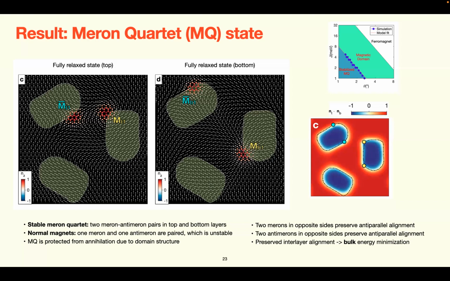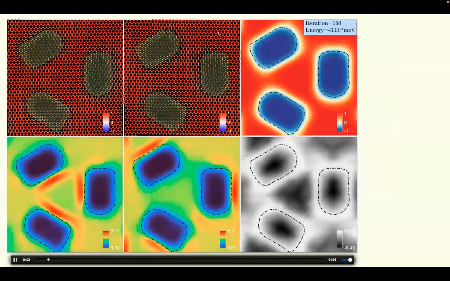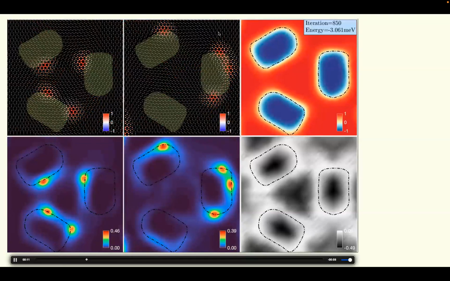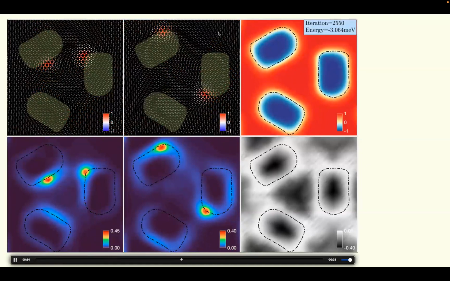This configuration can be stabilized by the bulk energy minimization. So maybe you can get more insight by watching this video. I want to play this. As you can see, meron and anti-meron appear in the top and bottom layers. You see there are 4 merons, but 2 merons annihilate with each other. The video is slow. Finally, in the top layer, there are only 2 merons, and the bottom layer as well. So this is the lowest magnetic energy state.